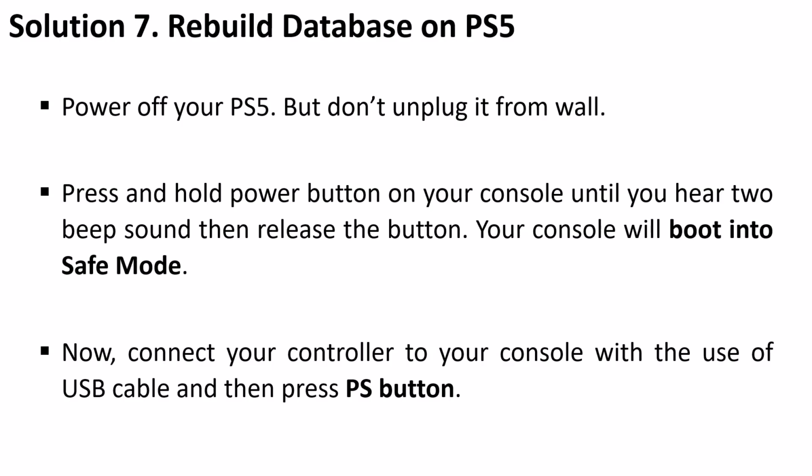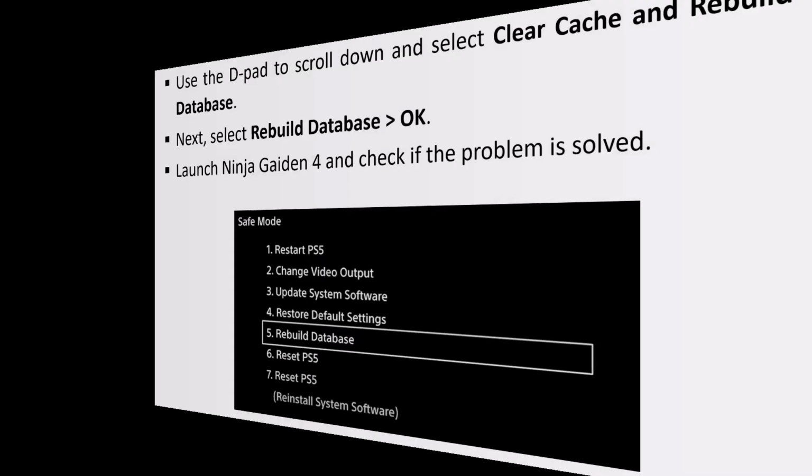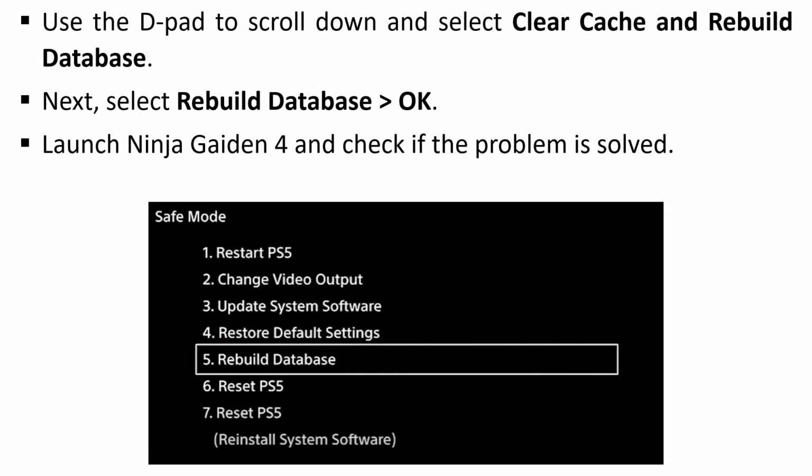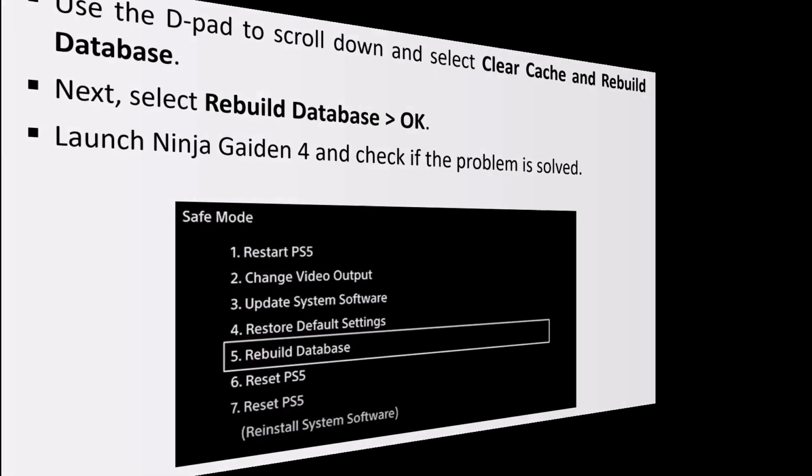Solution 7 is to rebuild database on PS5. So power off your PS5 but don't unplug it from the wall socket. Press and hold the power button on your console until you hear 2 beep sounds and then release the button. Your console will boot into safe mode. Now connect your controller to your console with the use of a USB cable and then press the PS button. Use the D-pad to scroll down and select clear cache and rebuild database. Next select rebuild database, OK. Now launch Ninja Gaiden 4 and check if the problem is solved or not.